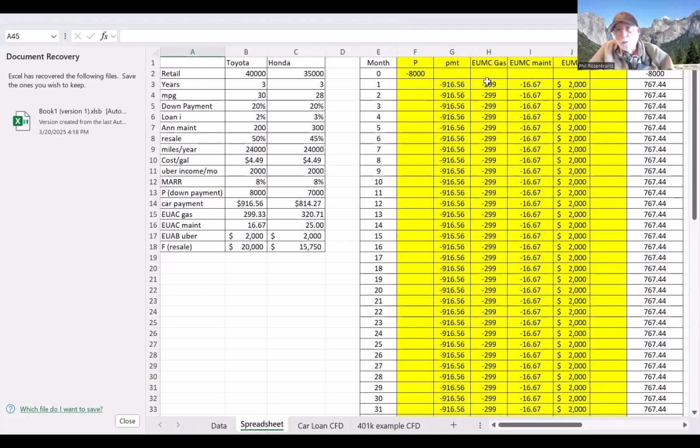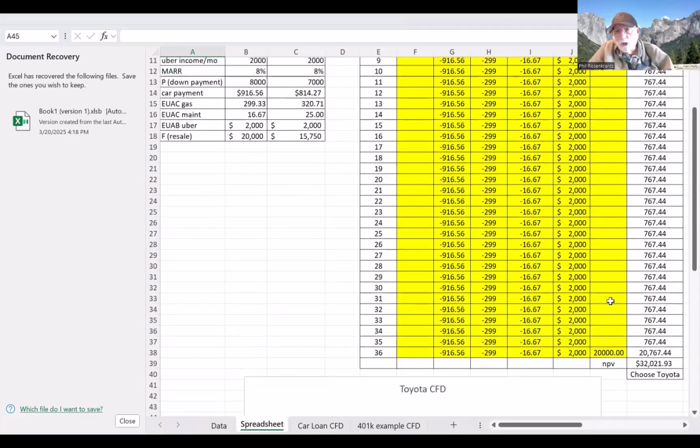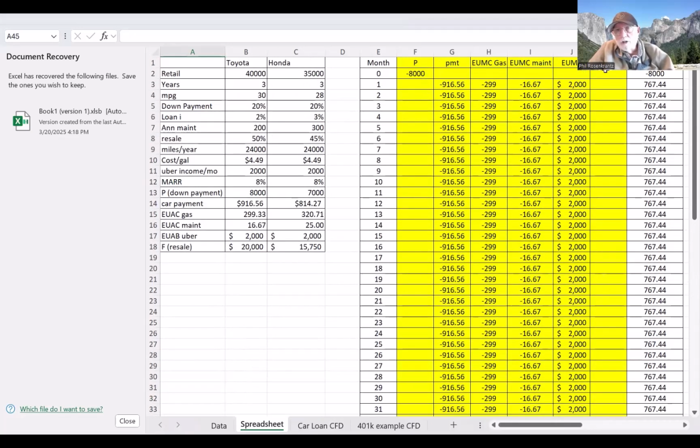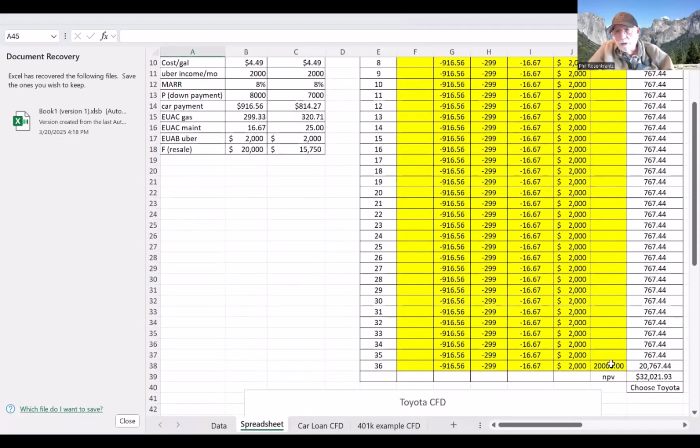We had the uniform monthly cost of gas, $299. We had the monthly cost of maintenance, $1,667. Then we had the uniform monthly benefit, $2,000 a month. And then in time period 36, when we sold the car as a used car, we got $20,000. So if I wanted to make a cash flow diagram from this, all these columns would be legitimate cash flows to include.